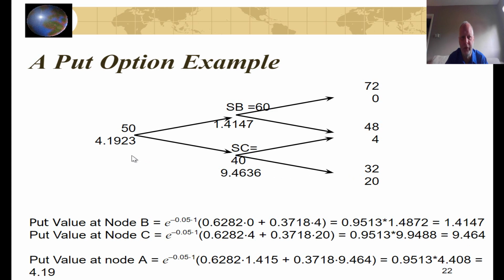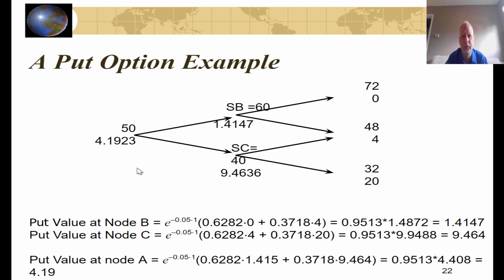We do the same thing one more step backward, 1 year backward, to get the value of the put option today. Same present value term, probability of going up times the value of the put option here at node B, plus probability of going down times the value of the put option at node C. So our same present value term, 0.9513, times the sum of these, which is 4.408, gives us the value of the put option today, at node A, of $4.19.